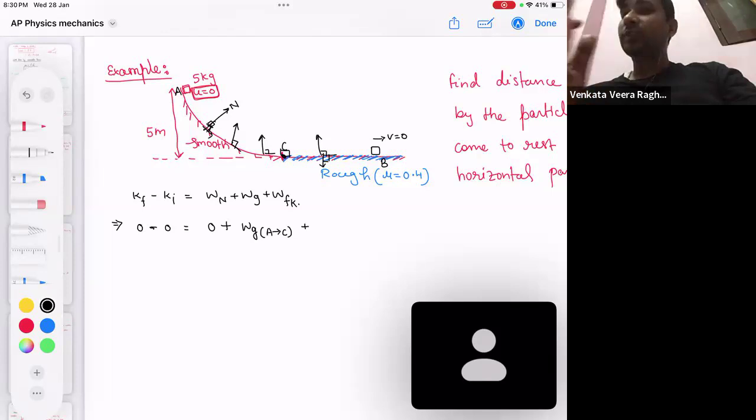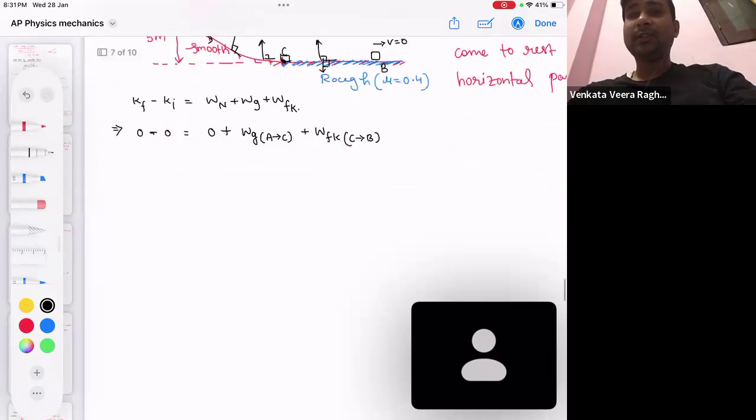Again, A to C there is no friction, so no work done. But from C onward, the kinetic friction will start acting and it will start working. So C to B, I have to write the work done by kinetic friction. I'll just write these values.